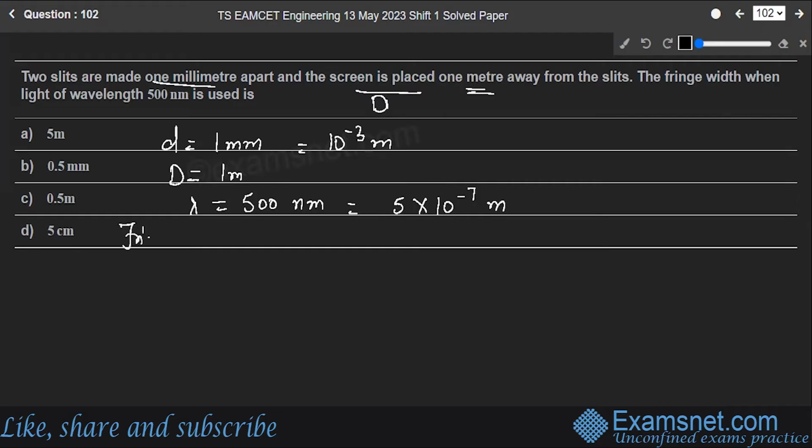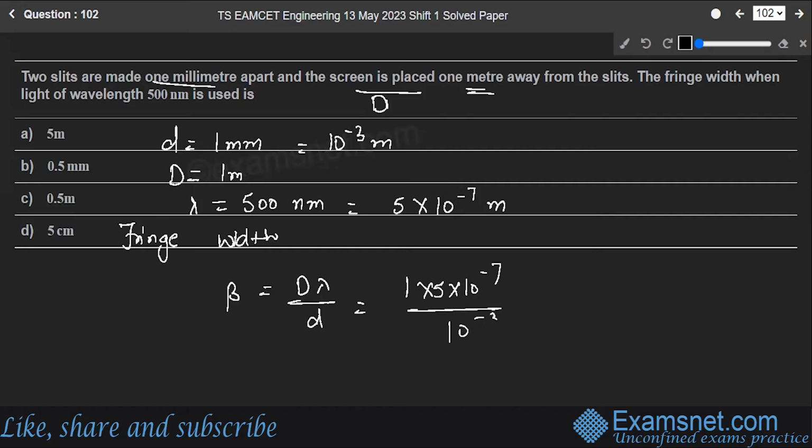You have to find out the fringe width. This is given by capital D lambda upon small d. This is 1 into 5 into 10 raised to power minus 7 upon 10 raised to power minus 3. This is 5 into 10 raised to power minus 4 meters, right? But now this can be written as 0.5 into 10 raised to power minus 3 meters.